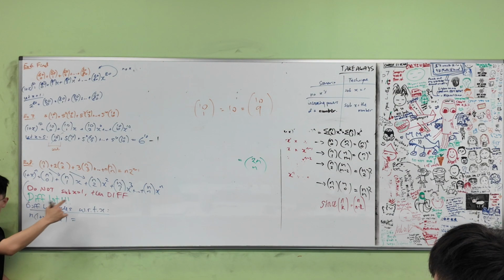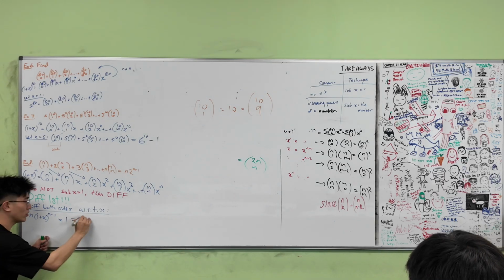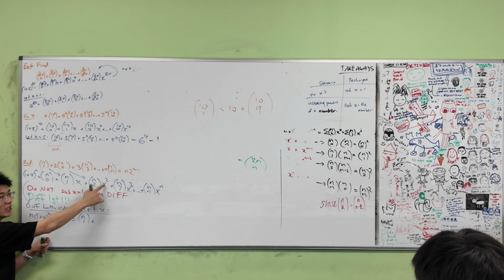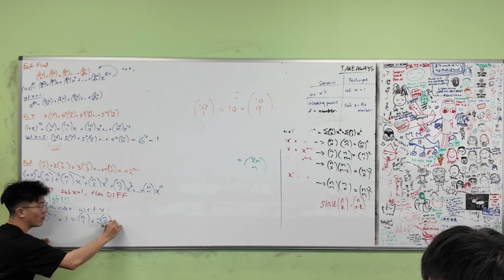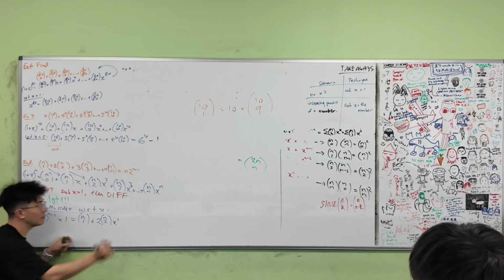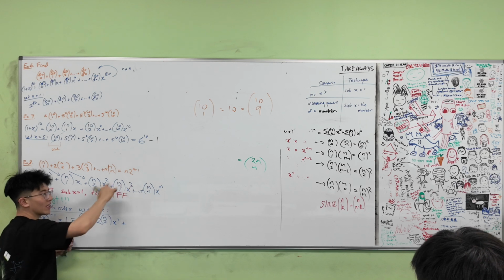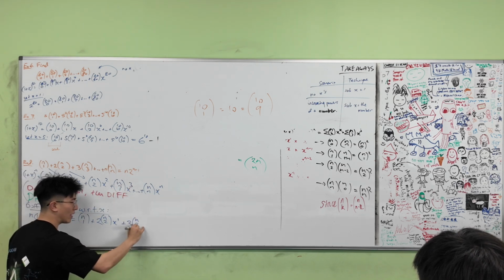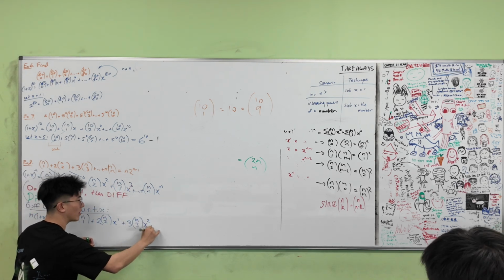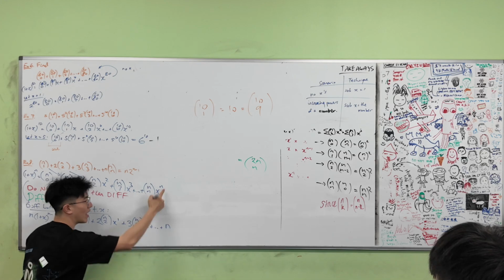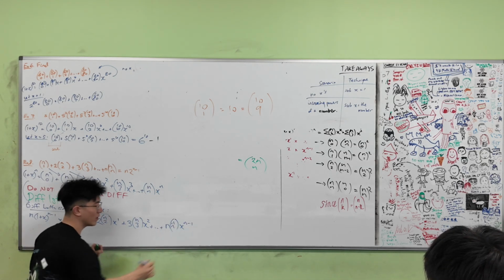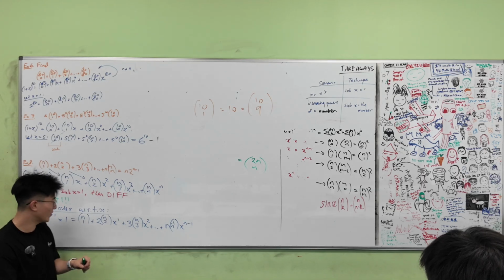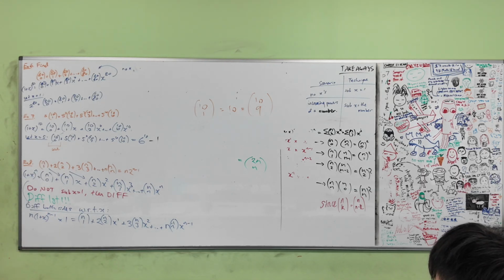X just drops off. Remember diff of 2x is just 2? N choose 1. This one, the 2 comes down, and the power lowers by 1, x to the power of 1. The 3 comes down, and then the power lowers by 1. And then the n comes down, and then the power lowers by 1. Are we okay with that? Cool. Okay. What do you think I need to do now?